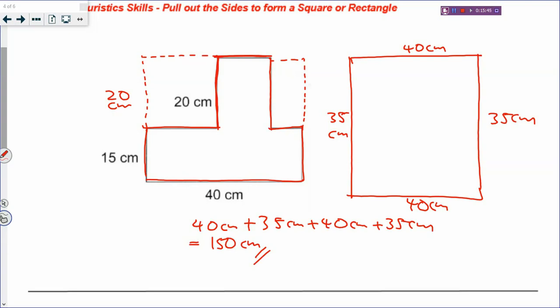Alright, so this is how you pull out the sides to form a rectangle. Sometimes you can also pull out to form a square. So that's how we use the heuristic skills to solve this problem, which is a little harder. Why harder? Because there are numbers that are unknown. Do we know the number here? We are not sure. Do we know the number here? We are not sure. How about this number here? We are not sure. So how are you going to add if you don't have the numbers? But if you join all these question marks together, they will get you 40 cm, right? Okay, so let's go on to the next one.